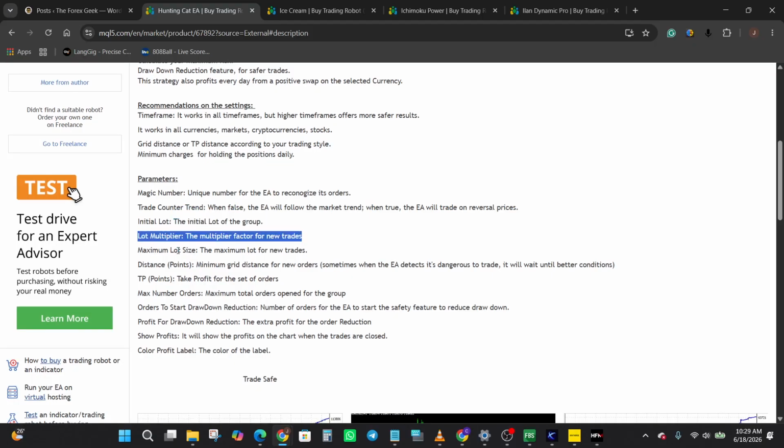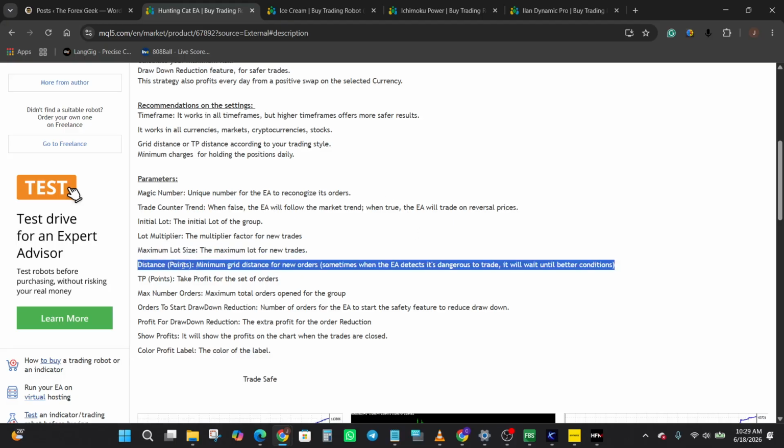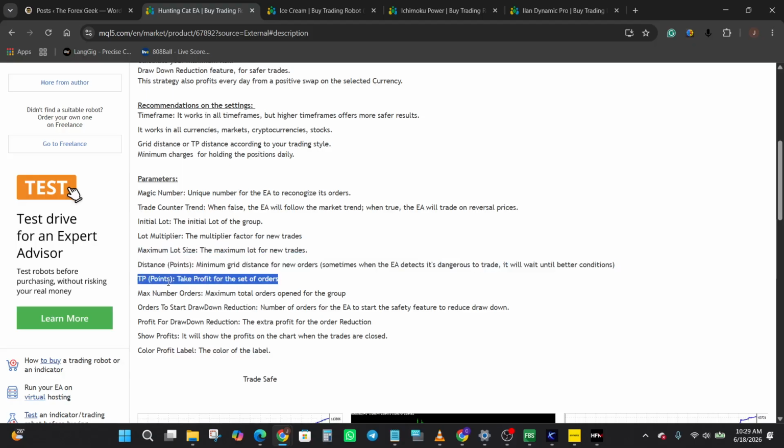Now, the EA also includes settings such as initial lot, multiplier, maximum lot size, allowing traders to control position sizing and how additional trades are handled within the grid structure. Other important controls include distance points for grid spacing, take profit points, maximum number of orders, and the drawdown reduction settings that determine when the safety mechanism begins operating and how much additional profit is targeted during that process.